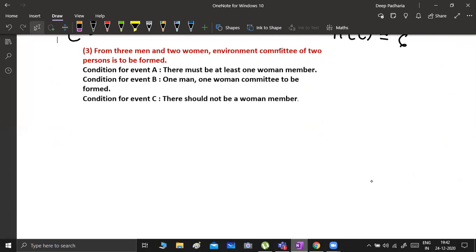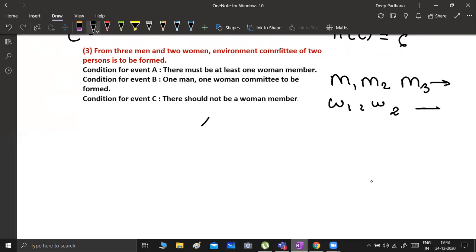What is said? From 3 men and 2 women, a committee of 2 persons is to be formed. I have 3 men, so let men be denoted by M1, M2, M3. And 2 women, so let them be W1, W2. You will write this in statement form: M1, M2, M3 denote 3 men. W1, W2 denote 2 women. I want you all to write it in statement form.